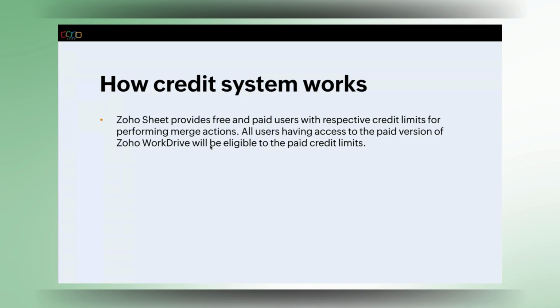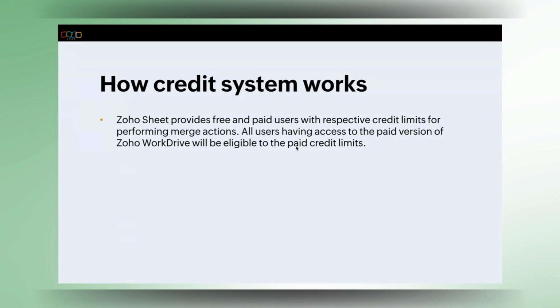Same way, if you are accessing the paid version of Zoho WorkDrive, you will be provided with a maximum of 1000 credits per month, and a maximum of 1000 credits can be used per day. But if you are sending an email, only 200 credits can be used. This means you can send emails to 100 records per day.